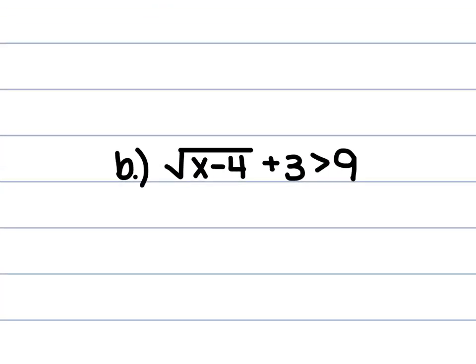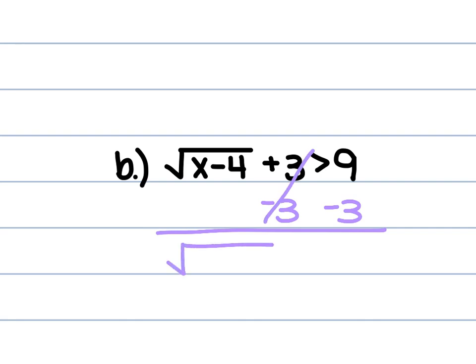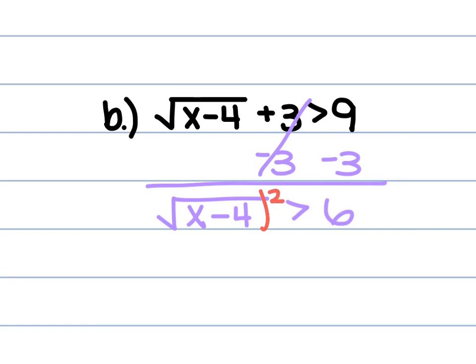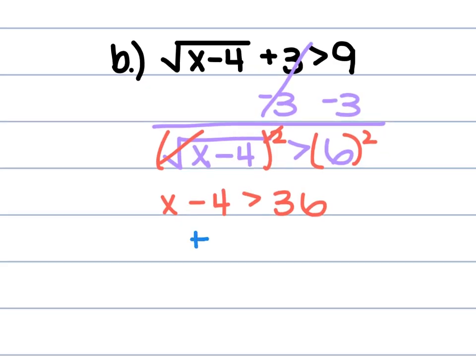For B, we have the square root of x minus 4 plus 3 is greater than 9. We've got to start by moving the 3 over, so subtract it from each side. We're going to have the square root of x minus 4 is greater than 6. Take the square of each side. Cancel out the radical. x minus 4 is greater than 36. Move the 4 over by adding it. So x is greater than 40.